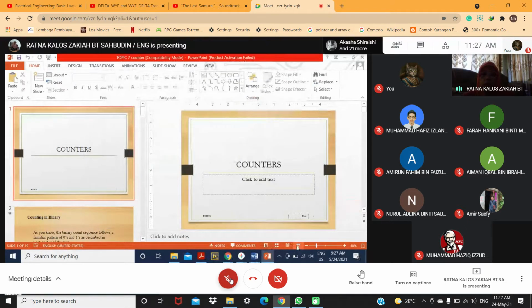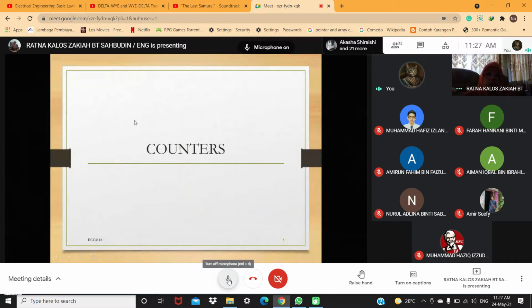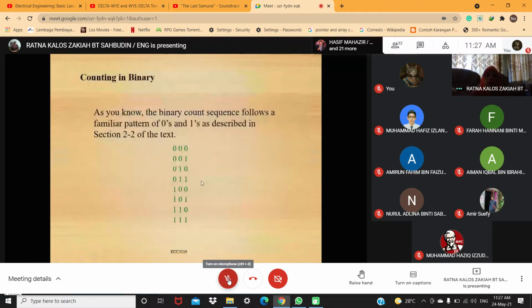Okay, can you see the slide? Okay, this is counters. Counting in binary. This is very basic. We have gone through this. As you know, the binary count sequence follows a familiar pattern of 0s and 1s as described in section 2.2. You know how to tabulate this.